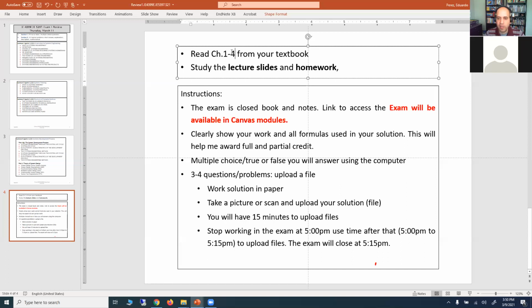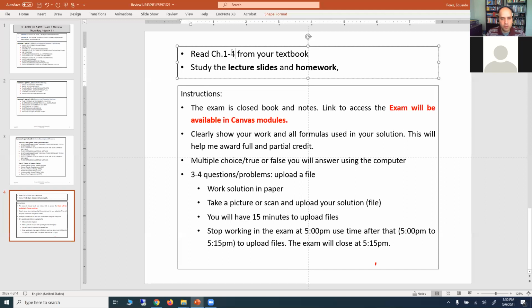If I ask you to explain something, make sure that you explain that. If I ask you to answer a specific question, make sure that you answer the question. If I ask you to draw a diagram, make sure that you include all the details related to that diagram, and so on. The more work you present in the solution, the higher the chances that if something is wrong, you will get partial credit.